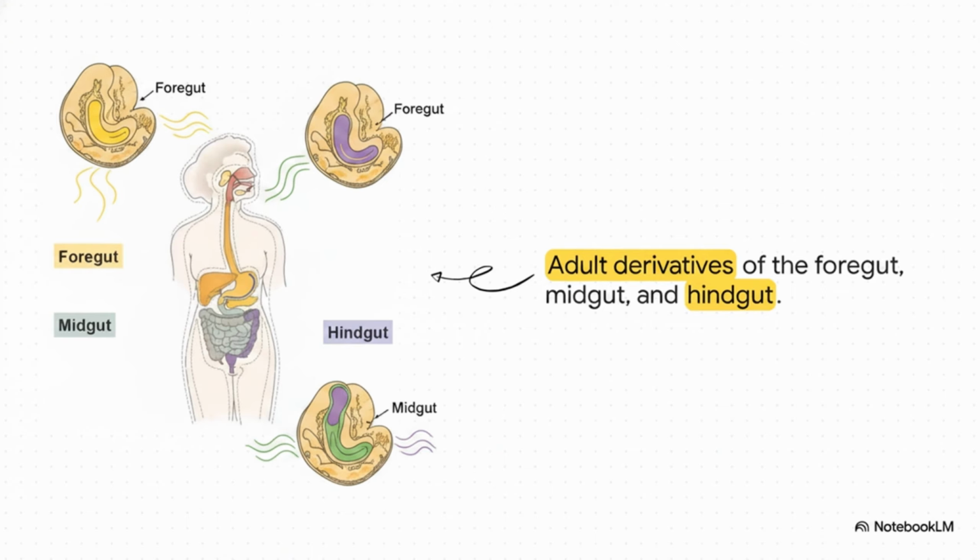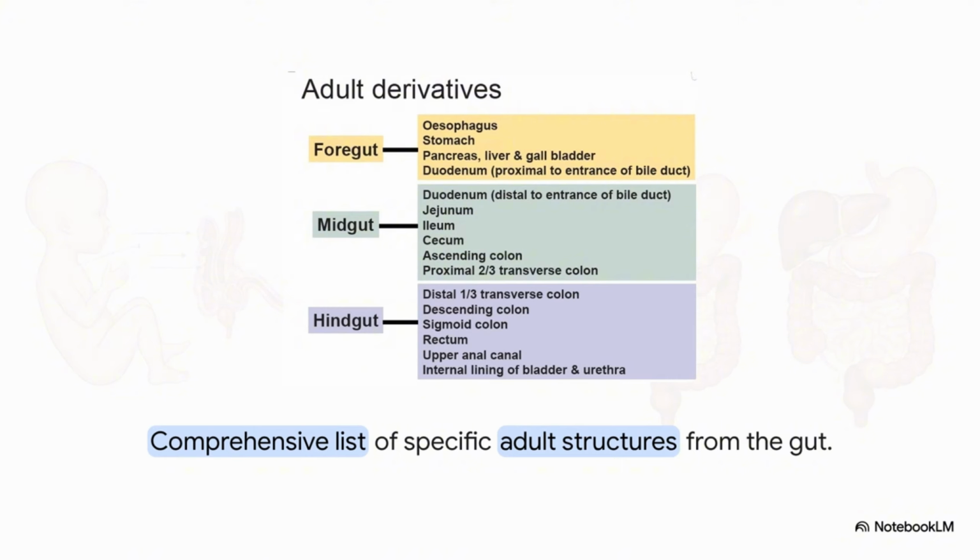And having this mental map is essentially a cheat sheet for understanding adult vascular supply, because the main arteries supplying your adult organs correspond exactly to these 3 early embryonic divisions. Let's methodically trace the exact borders here.